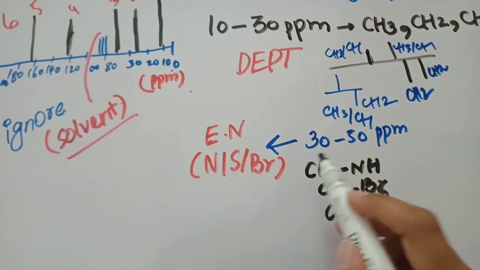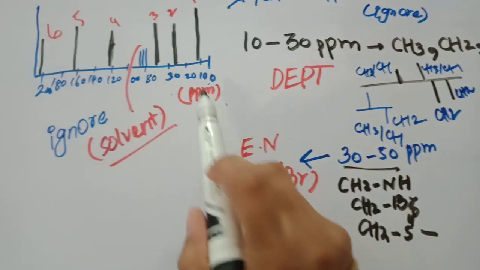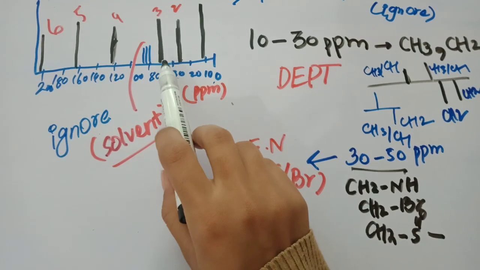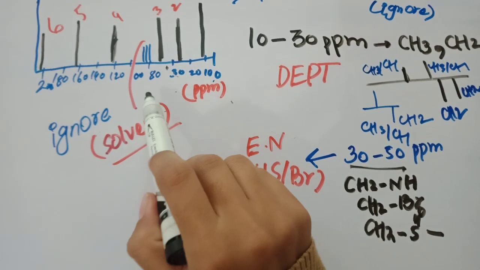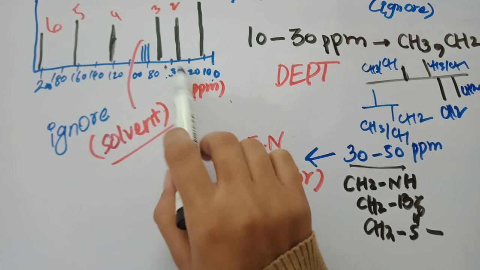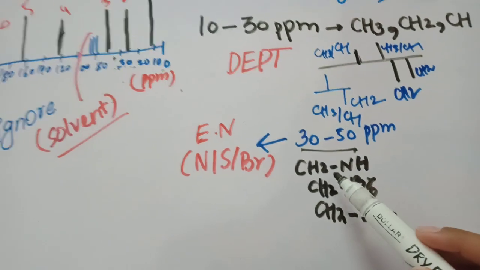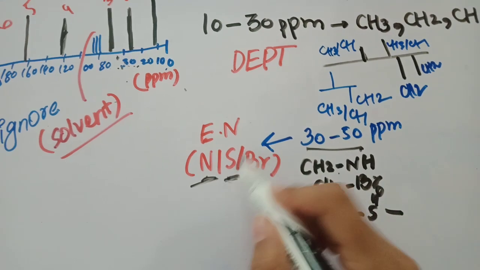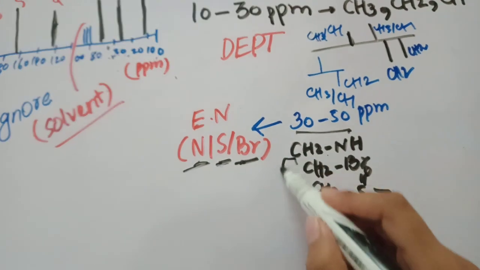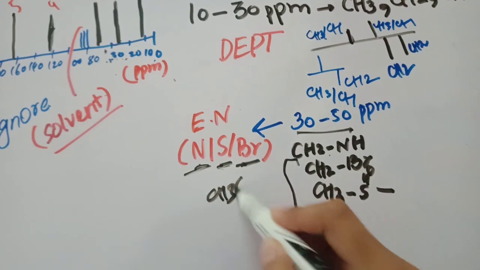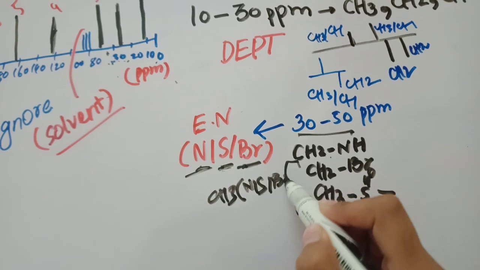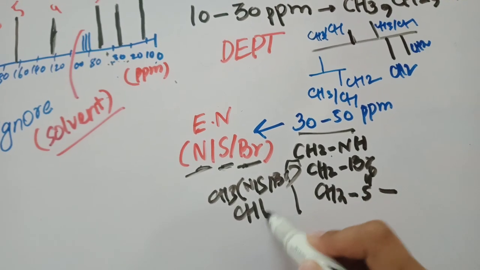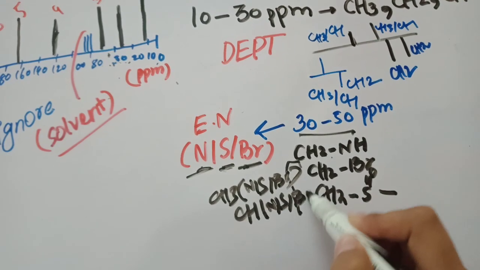So if you have a peak between 30 to 50, it means we have CH2 with nitrogen, sulfur or bromine, or similarly CH3 with nitrogen, sulfur or bromine, or CH with nitrogen, sulfur or bromine.